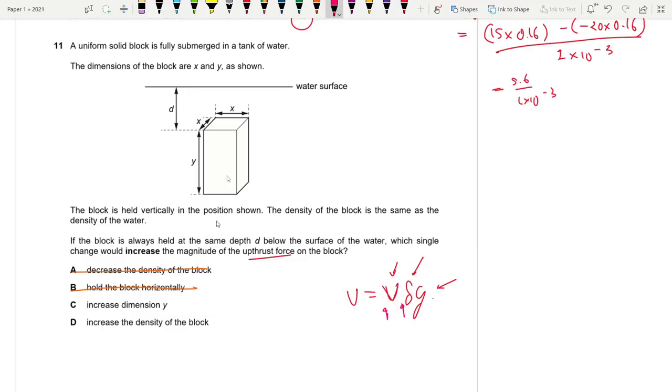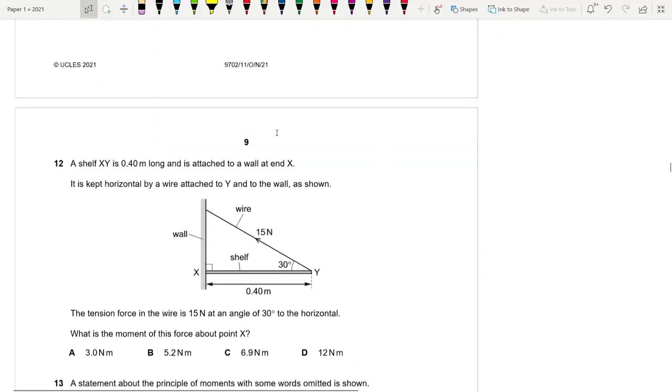So increase the density of the block. This is wrong. The block has nothing to do with it, guys. If it said increase the density of the fluid, it would have been the answer, but C is the best answer. If you increase dimension Y, volume increases and upthrust will also increase, okay?